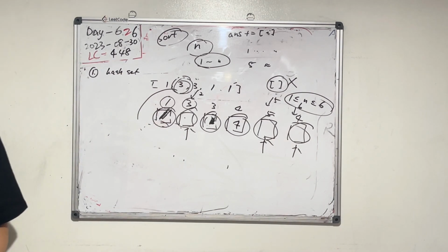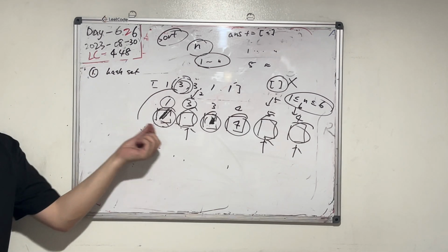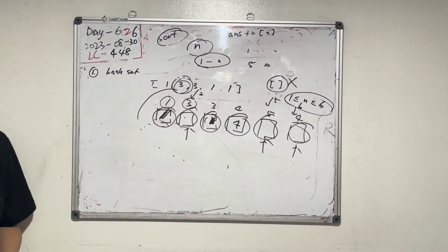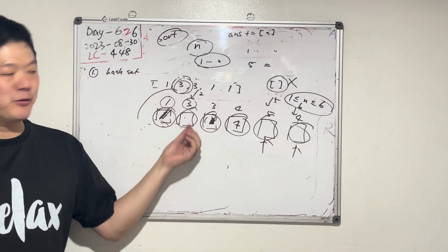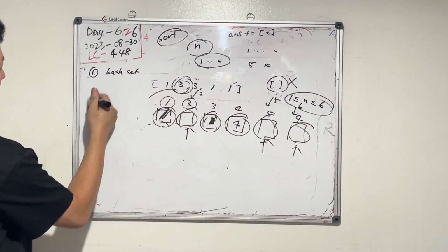Do you understand everything? Sort of, yes. Very neat, right? This solution only works because we know the numbers are within the range from 1 to n.